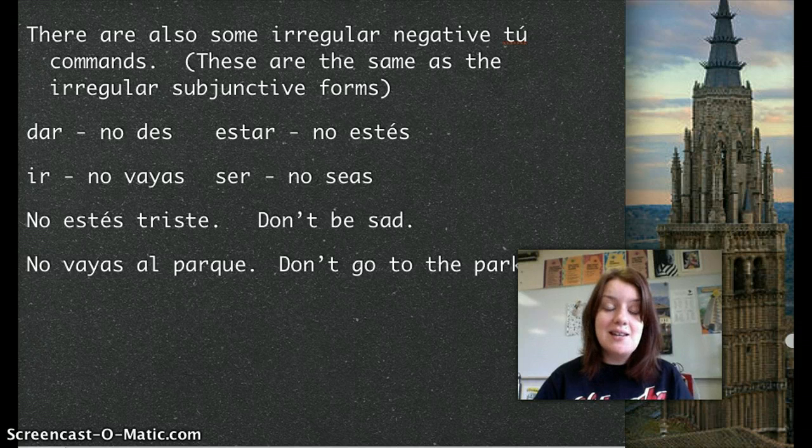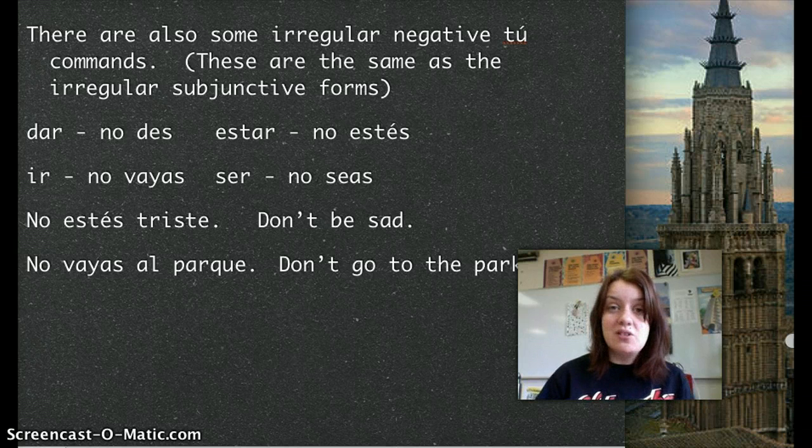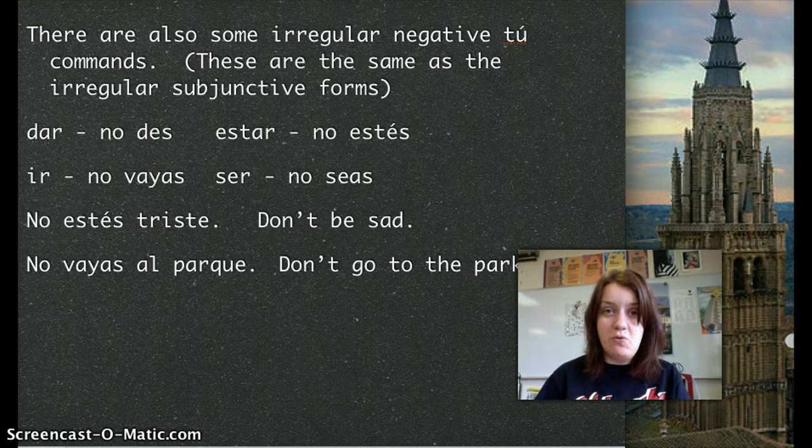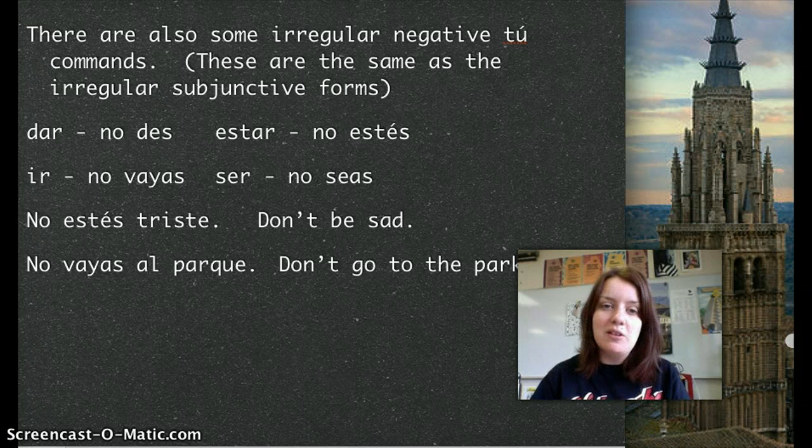So no estés triste, don't be sad. This doesn't look that irregular because you are going to the opposite vowel. What's irregular though, the yo form is estoy, so you can't go estoy, drop the o, and add opposite ending. It's just a weird form in the yo form present tense, so it just has a different way of being formed in the command. So no estés triste, don't be sad. No vayas al parque, don't go to the park. Vayas is just weird, you just have to memorize it, just like the subjunctive form.